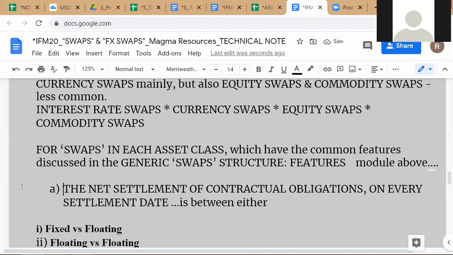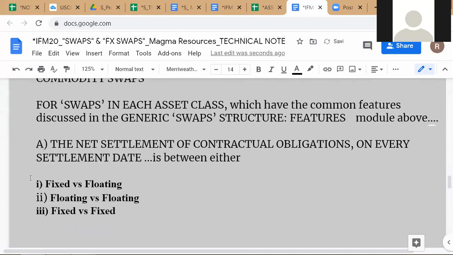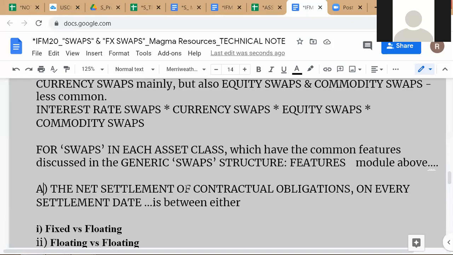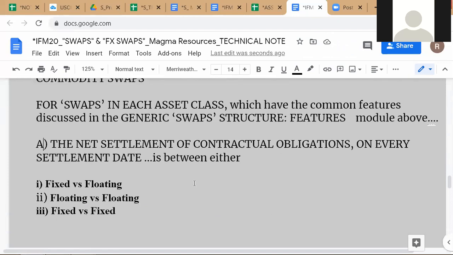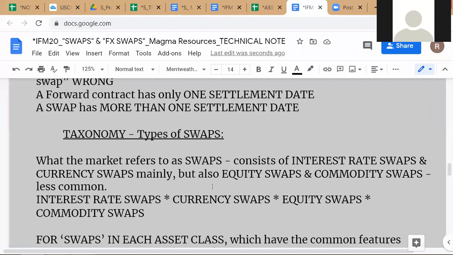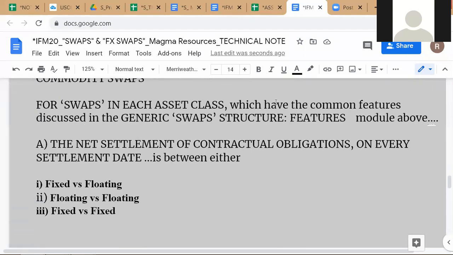You'll understand the scheme. It may be a little bit confusing now, but I will explain it to you. Then you'll see how easy it is to understand a wide range of instruments, because we are creating a general framework. So we know the generic swap structure which we discussed. We know that it applies to swaps in four asset classes.